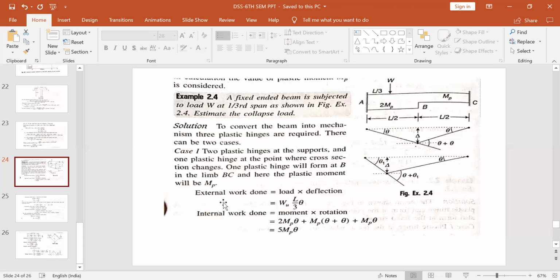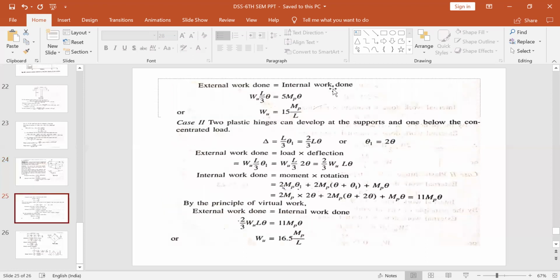Okay. Now, according to the principle of virtual work, external work should be equal to internal work. So W into L by 3 theta is equal to 5 MP theta. So W will be 15 MP by L. So this is the collapse load according to the first condition. First condition was the plastic hinge is formed at the center, that is the point where the cross section changes, geometry changes. Now, second case is two plastic hinges can develop at the supports and one below the concentrated load.